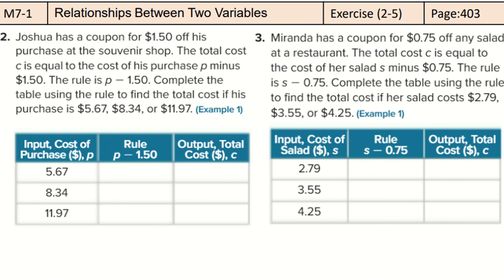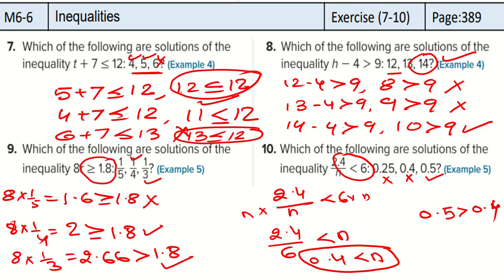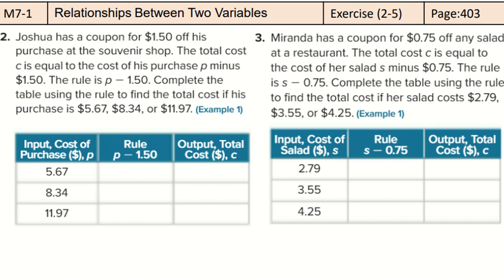Okay. Now, with the help of all these things, chapter 6 is finished. Now, we are moving up to chapter 7. Now, they say this chapter will deal with the relationship between two variables. So, Josha has a coupon for $1.5 of his purchase at the souvenir shop. The total cost C is equal to the cost of his purchase P minus $1.5. The rule: P minus $1.5. See, this is the rule, okay?